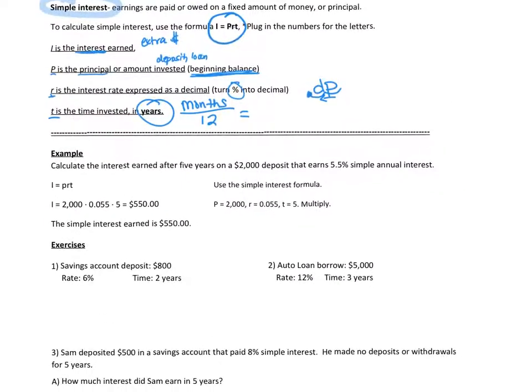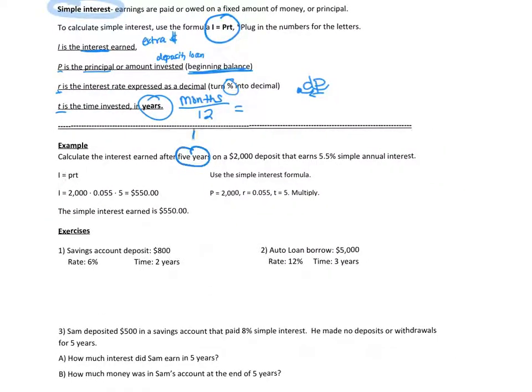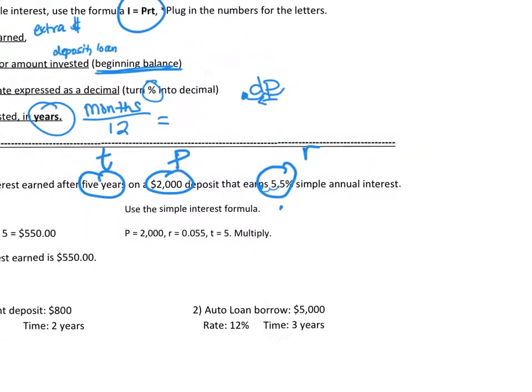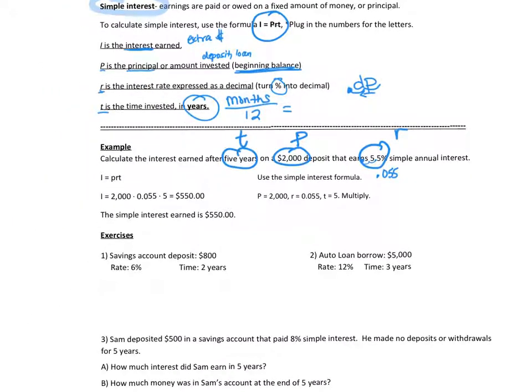So on example 1, calculate the interest earned after 5 years. So that's my time. On a $2,000 deposit, that's my principal, that earns 5.5% simple annual interest. So that 5.5% is my rate. However, it has a decimal in the problem, but there's a percent there at the end. So that tells me it's not actually in decimal form yet. So I want to take that decimal and I want to move it 2 spaces to the left. So really that 5.5% is 0.055.